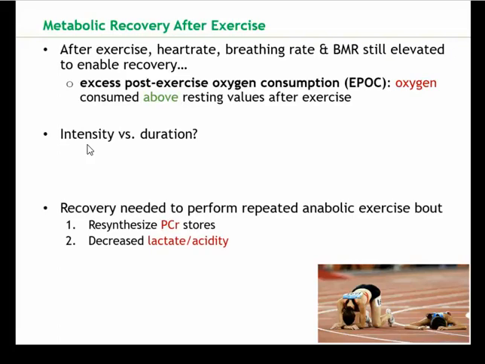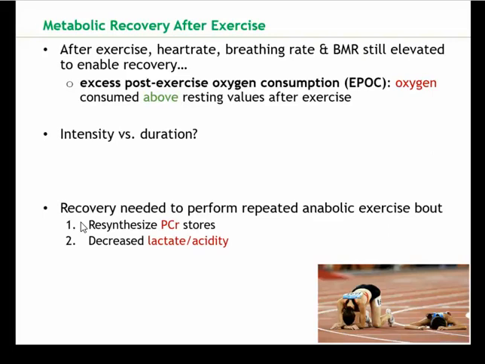Here, recovery is needed to perform repeated anaerobic bouts. This is referring to a HIIT workout or repeat sprints. We need an aerobic recovery period in order to perform another bout of high intensity. This was discussed in chapter 2, but that recovery period is necessary to resynthesize creatine phosphate. Once we start aerobically recovering, creatine phosphate resynthesis starts to occur immediately.